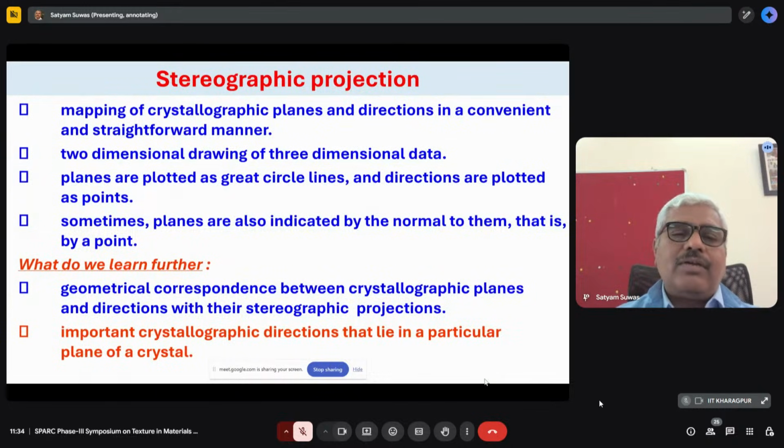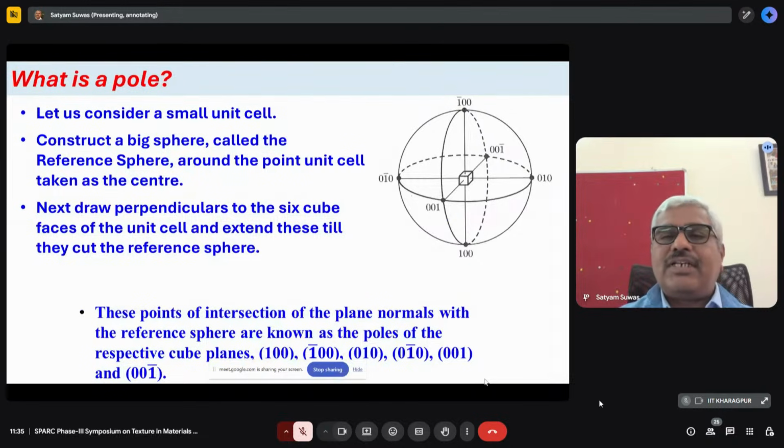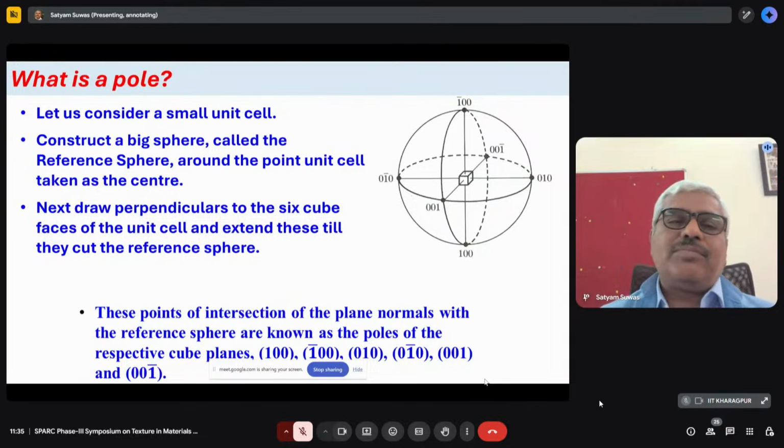So other than representing the planes and directions, we learn the geometrical correspondence between crystallographic planes and directions with their stereographic projection. And we also know about the important crystallographic directions that lie in a particular plane of a crystal. So these are basic things about a stereographic projection. From a stereographic projection comes the closely related concept of pole figure. But before we go to pole figure, we should understand what is pole.